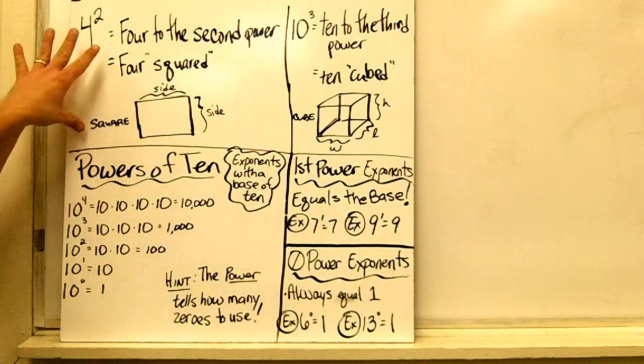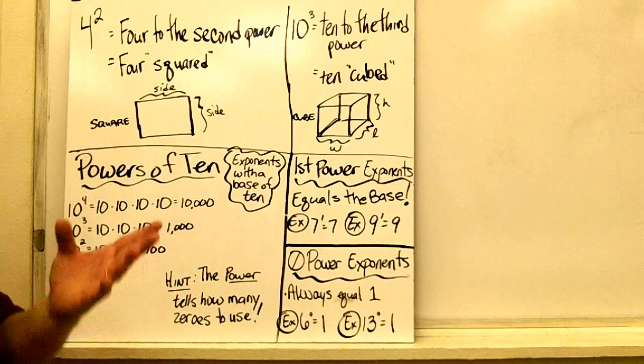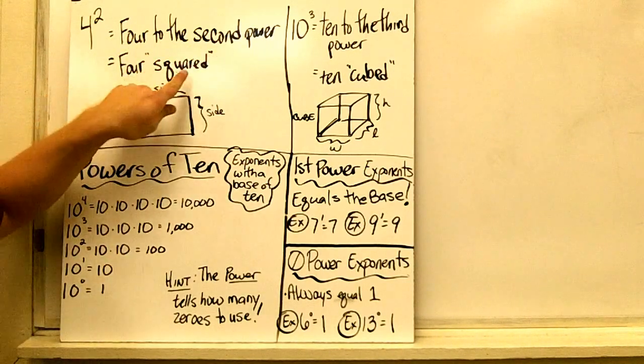So we'll start here with this first panel. It says 4 to the second power. Again, we're going to read it with the base and then the power. 4 to the second power, or 4 squared.